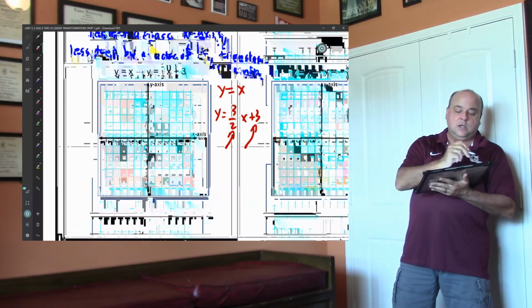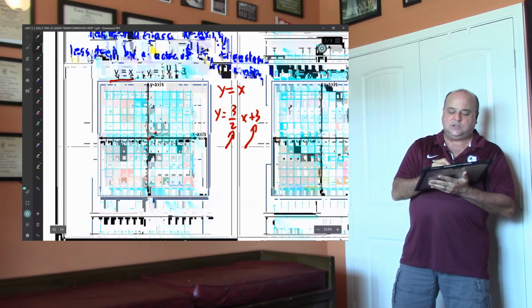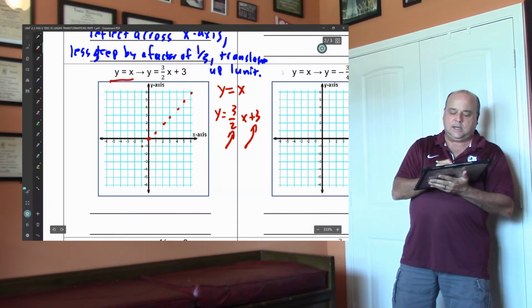Okay, now then let's graph it. So we're going to graph this first. Y equal x is your parent function, and it will always look like this.